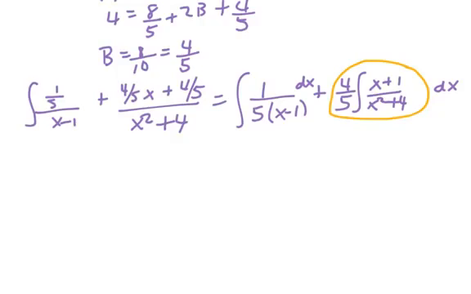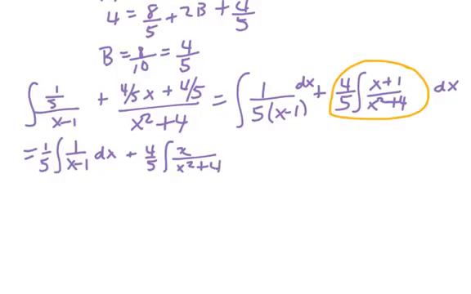Let's split fractions. So I'm going to rewrite this. I'm going to pull out the 1/5, 1 over x minus 1 dx, right, plus, if I split the fractions out, I'm going to end up with 4/5 x over x squared plus 4 plus 4/5 1 over x squared plus 4. So that's simply splitting of the fractions out. Okay, so we have these three separate integrals, and this is easy.